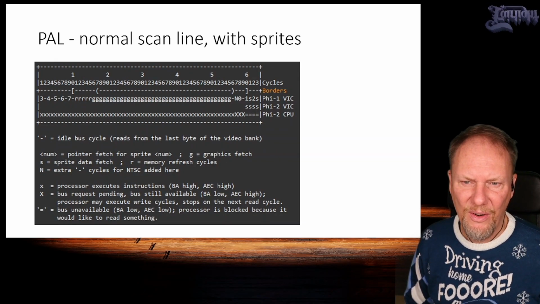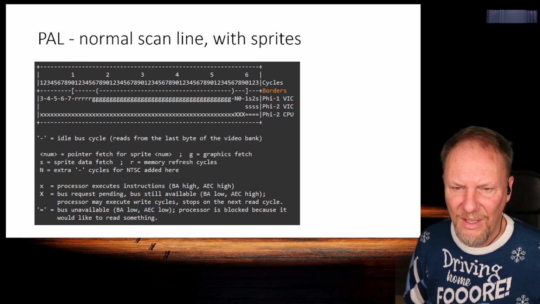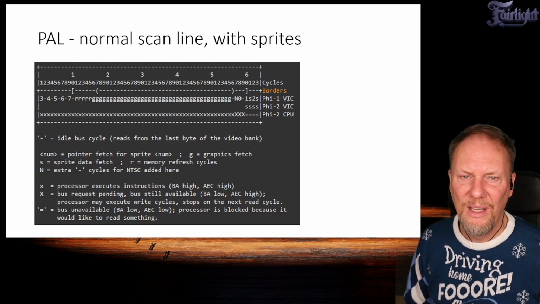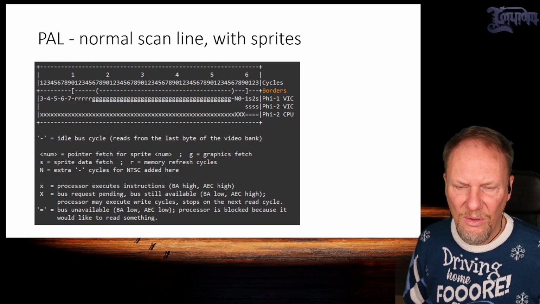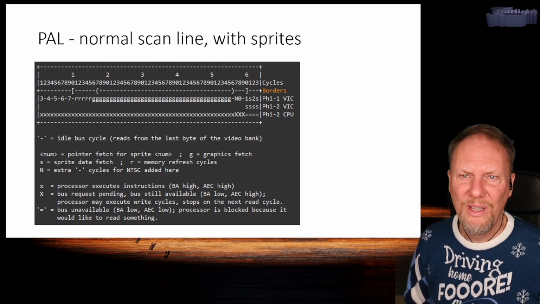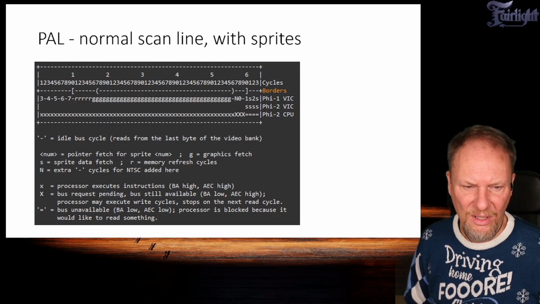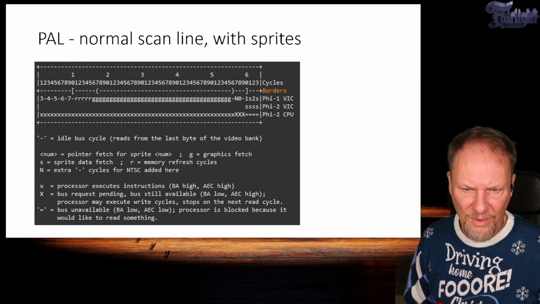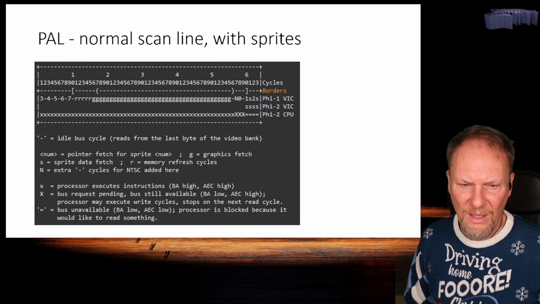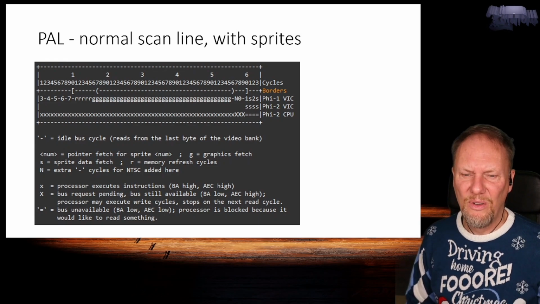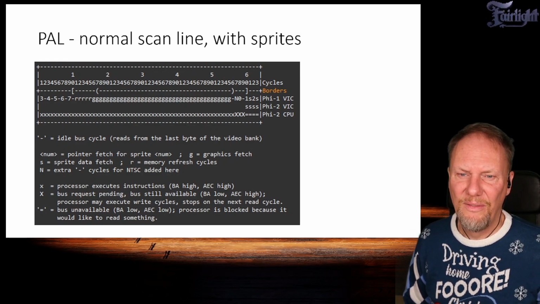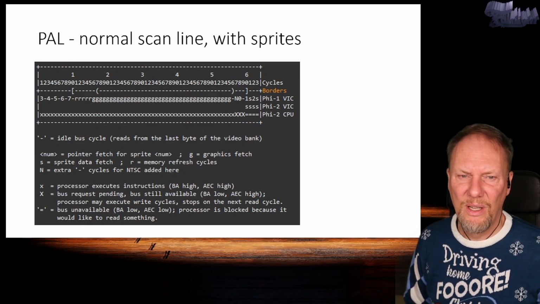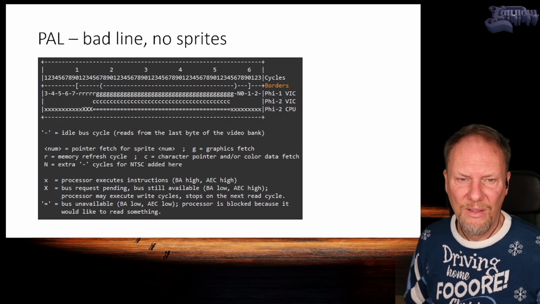With sprites, there are equal signs, which means that something is happening here on a normal scan line with sprites. So the CPU does not have access to that. And then there is also capital X, which has special conditions, bus requesting. So it seems that you can do writes there, but you cannot do reads, because then it will halt until the VIC has done its reading of the sprite pointers. That's how I read it.